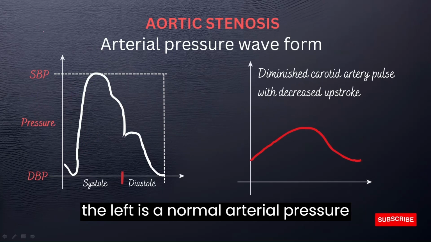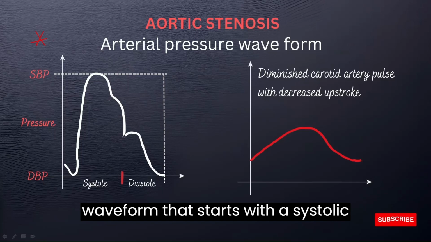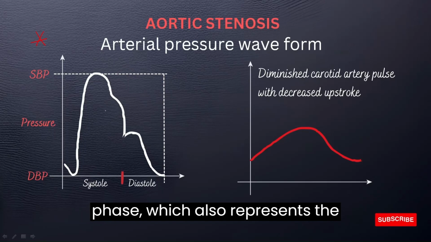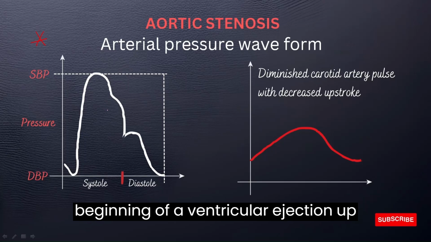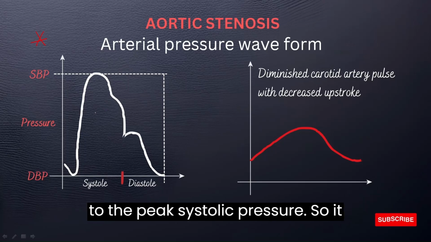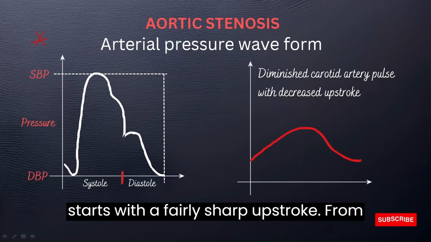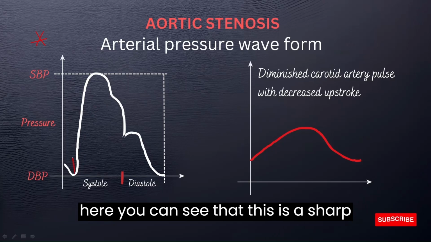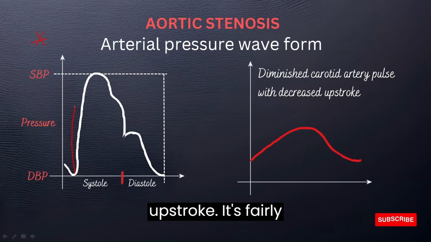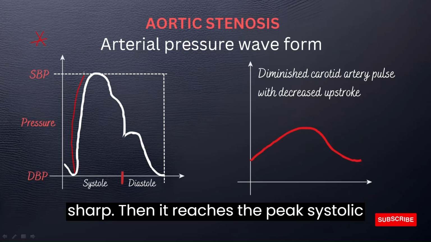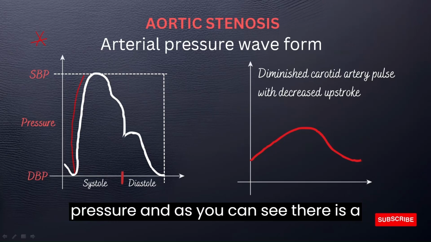What I have here on the left is a normal arterial pressure waveform. This starts with the systolic phase, which also represents the beginning of a ventricular ejection up to the peak systolic pressure. So it starts with a fairly sharp upstroke. From here, you can see that this is a sharp upstroke. It's fairly sharp. Then it reaches the peak systolic pressure.